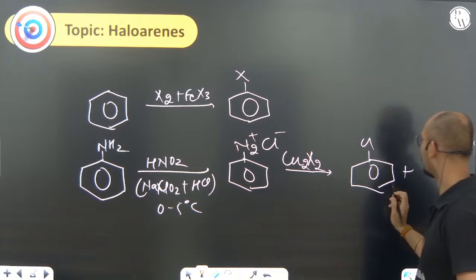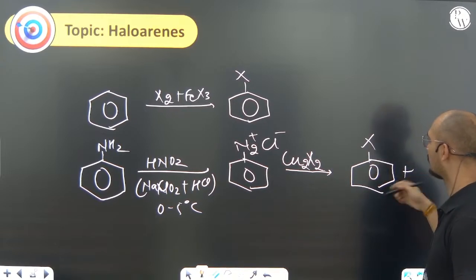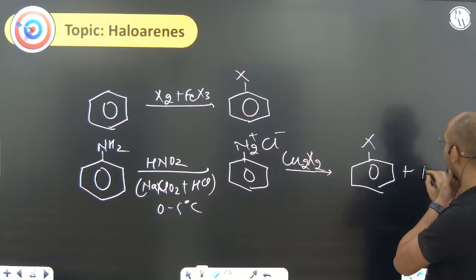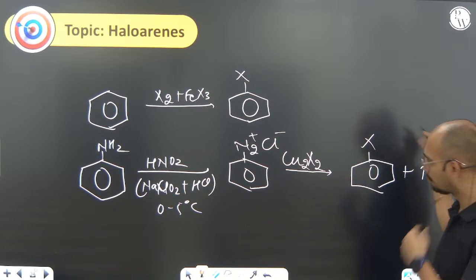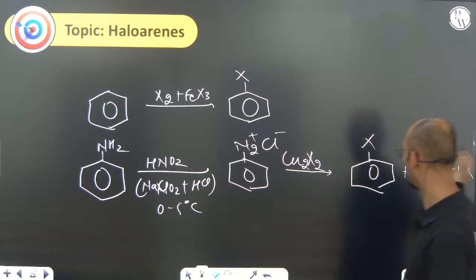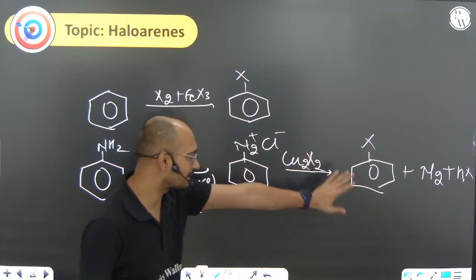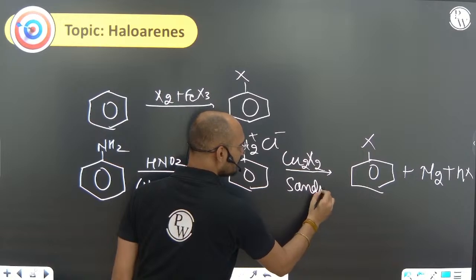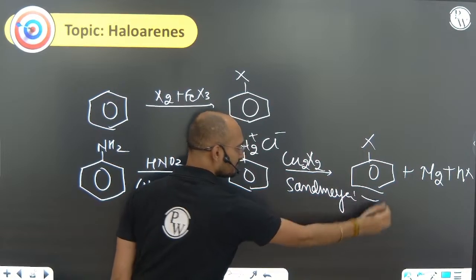Or you can say Cu2X2. So here it will be halogen. Plus क्या हो जाएगा? Plus nitrogen gas will be formed, and HX will be formed. So here this is something that you have to keep in mind. This is the Sandmeyer reaction. Yes or no?